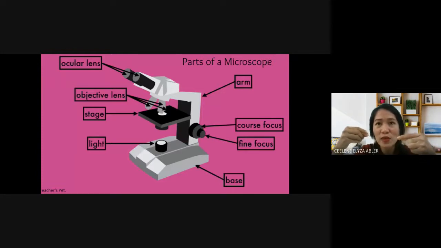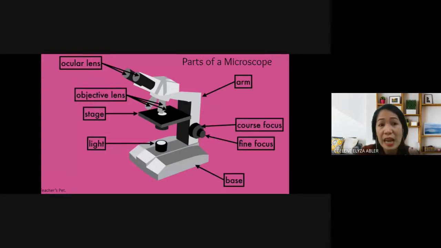Nung high school ako, kasi I'm a batch 2006 na student, sa amin noon, imumove namin talaga siya ng ganun. Pero ngayon, you have a very slight na parang pang-move lang ng stage para ma-move mo yung sample mo forward, backward, or left, right. Yun ang kaya niya, yun ang bago ngayon.